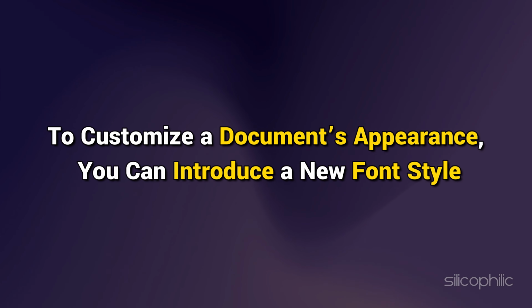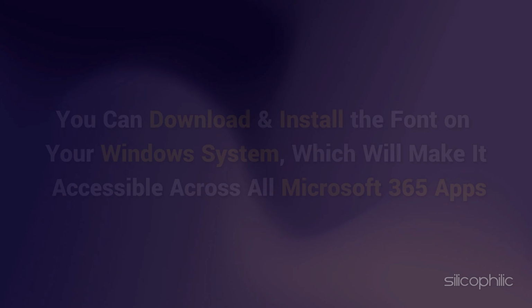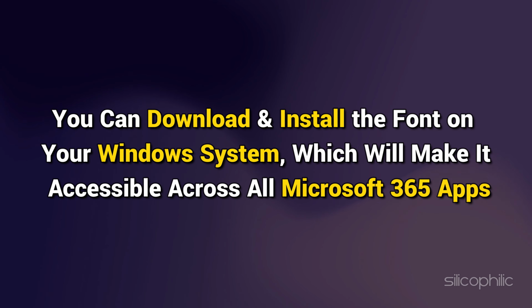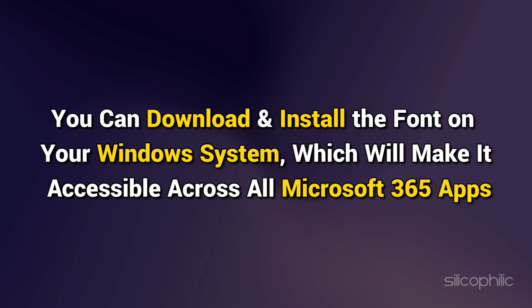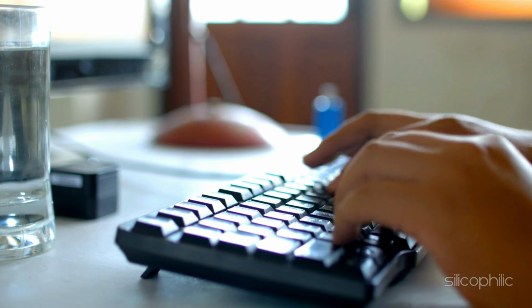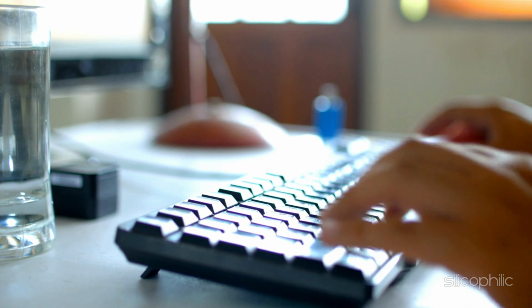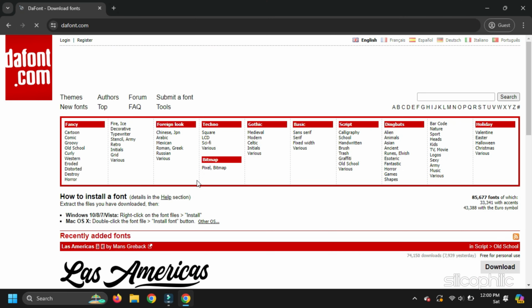To customize a document's appearance, you can introduce a new font style. You can download and install the font on your Windows system, which will make it accessible across all Microsoft 365 apps. Fonts are available as downloadable files from various online sources, including free font websites like DaFont.